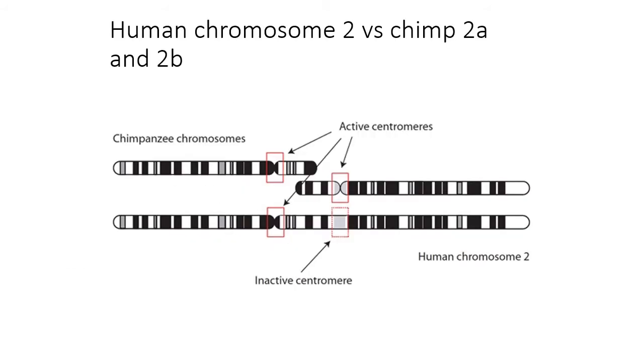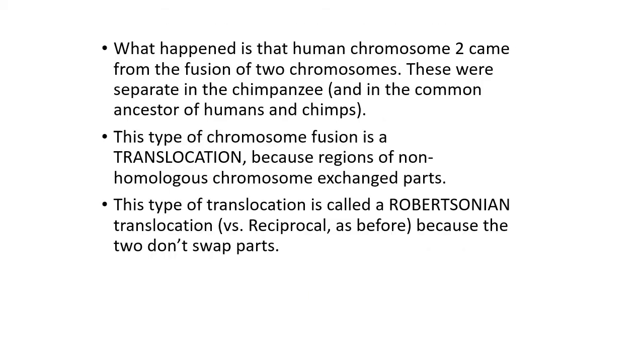Okay, so this is not quite accurate because it makes the bands look much more similar than they really are, but it makes the point that the human chimpanzee chromosome, there used to be two of them, was fused together to make one long chromosome, which is now human chromosome 2. So these are called chimp 2A and 2B because of their similarity to actual human chromosome 2. Okay, so it came from the fusion of two chromosomes in the lineage leading to humans, and it's a translocation because regions of non-homologous chromosomes exchange parts.